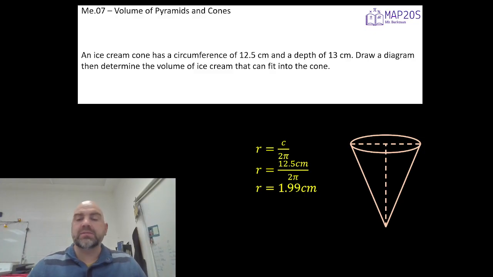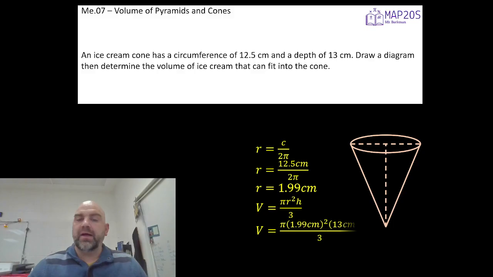Now that we know our radius, we can use that to find our volume, because our volume has a formula of pi r squared h, so we're multiplying that all together, and then dividing it by 3. You might notice that it looks very much like a cylinder formula, just divided by 3, and that's because it is. So that's how we come up with the volume of our cone.